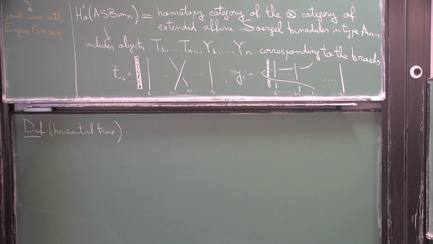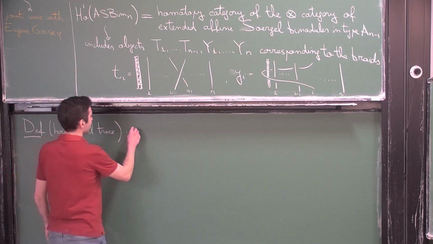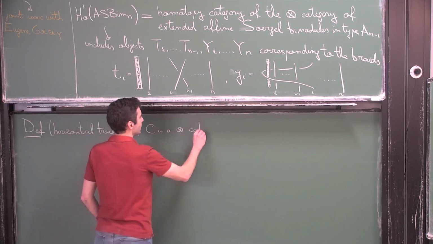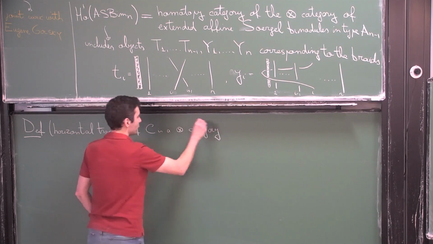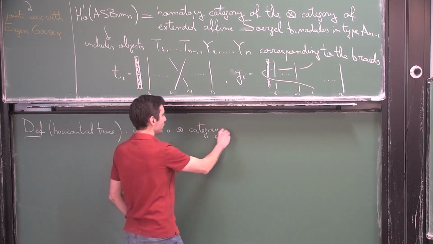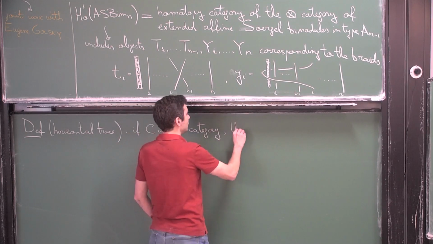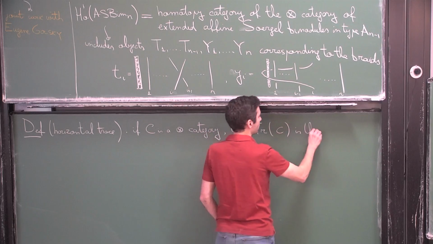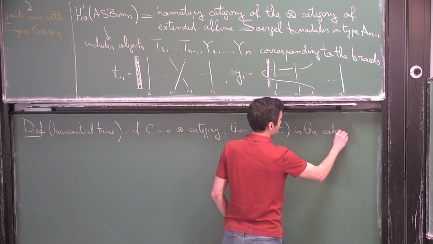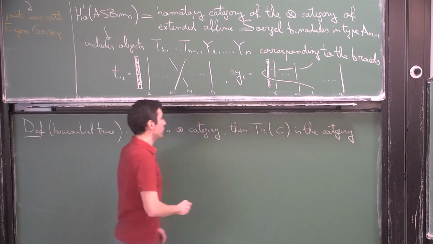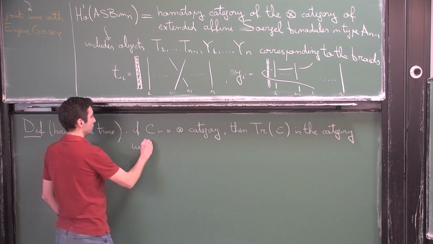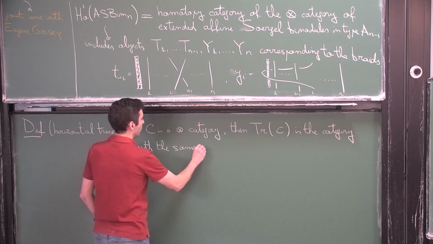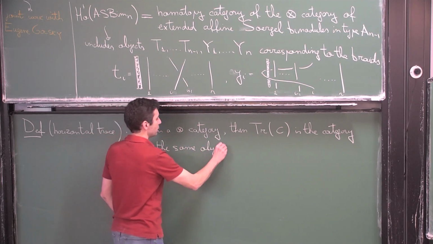But the definition of the horizontal trace. So if C is a tensor category, and once again you can say a bunch of words like DG category and so on, but I won't need them for the purpose of this talk, then its trace is the category, which is not a tensor category anymore, but it's a category with the same objects, but different morphism sets.